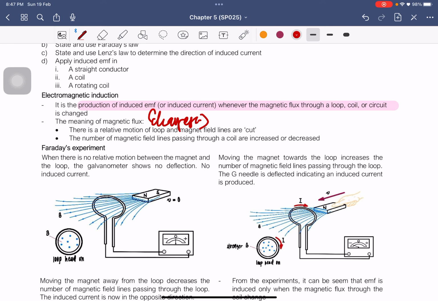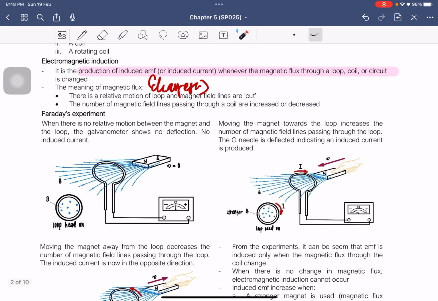Second one is the number of magnetic field lines passing through a coil increases or decreases. So if it passes through magnetic field lines, because there is a motion of the magnet, it will either increase the number of magnetic field lines or decrease the number of magnetic field lines when they are moving. That's it. Okay. So Faraday's experiment, what is this?